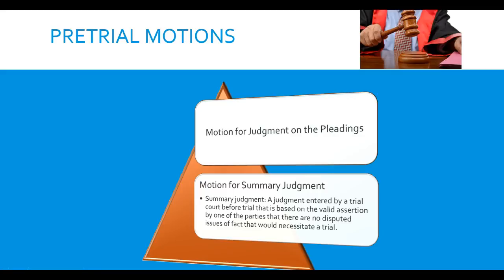After the pleadings are filed, if no facts are in dispute and only questions of law are at issue, either party can file a motion for judgment on the pleadings. A trial might also be avoided if no facts are in dispute and only questions of law are at issue. In that case, either party files a motion for summary judgment. In rulings on this motion, a court can consider evidence outside the pleadings.